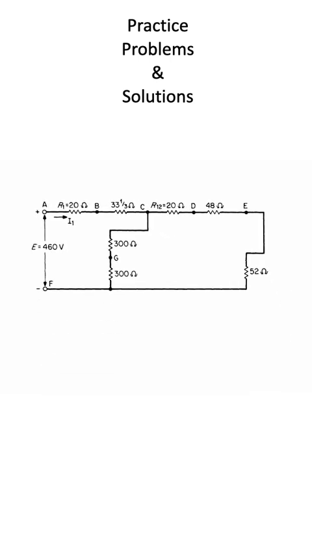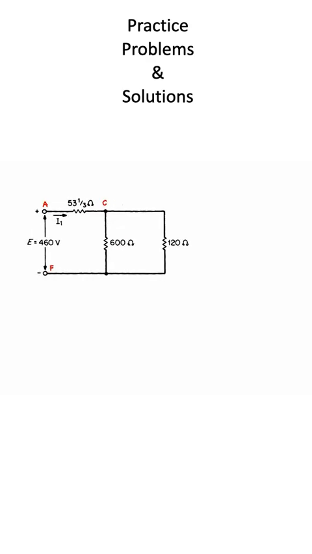Finally, we combine the remaining series resistances. RAC is equal to 53 1/3 ohms. And we have two branches between C and F. This branch of CF is equal to 600 ohms, and this branch of CF is equal to 120 ohms. Our series parallel circuit now looks like this.